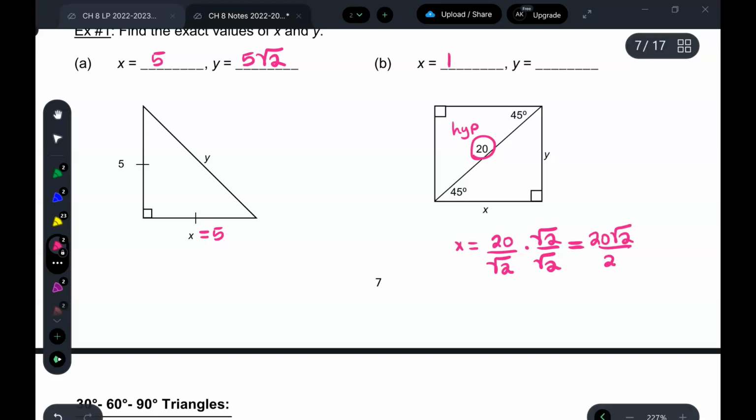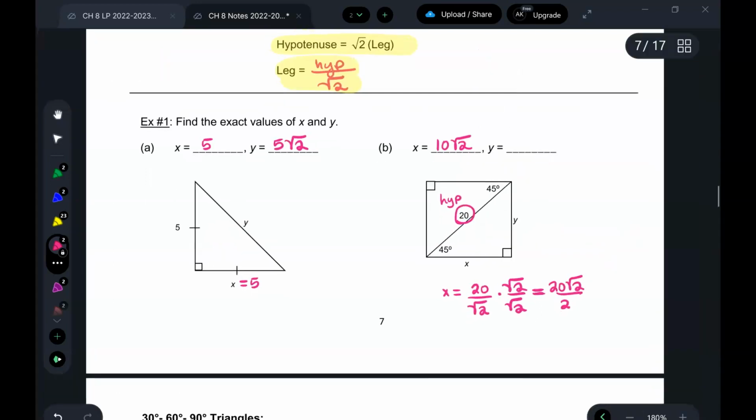Can you simplify this? It says above 10 root 2, right? The hypotenuse is root 2 times the leg. Oh, never mind. Listen, if the hypotenuse is given, you have to divide by root 2 to find the leg. Doesn't the leg equal 10 root 2?